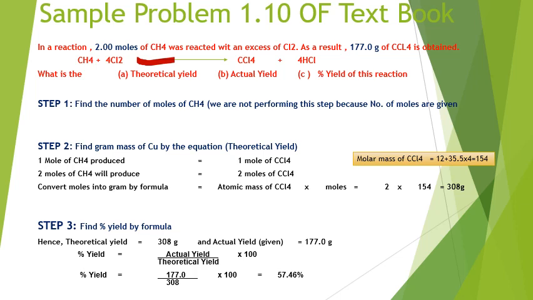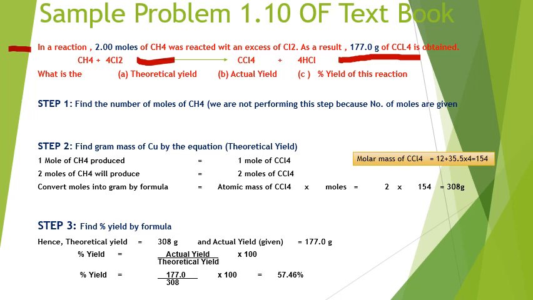Now, where is the actual yield given? I think you should know now. Where is the actual yield given? It says in the first statement, in a reaction, 2 moles of CH4 was reacted with an excess of Cl2. 177.0 grams of CCl4 is the actual yield of CCl4 obtained. Right? What about the theoretical yield?